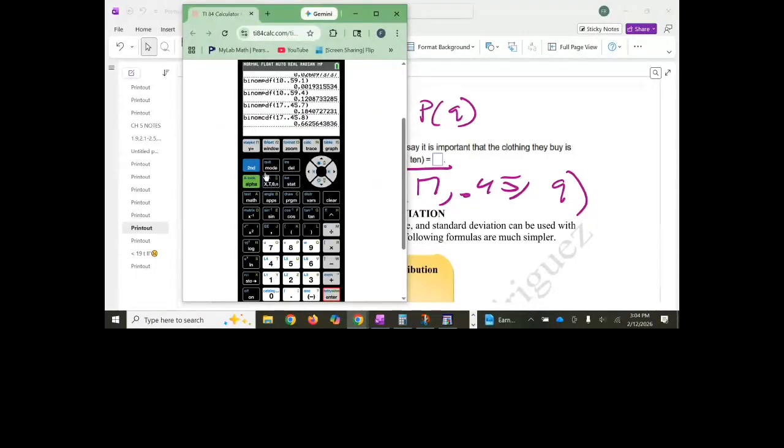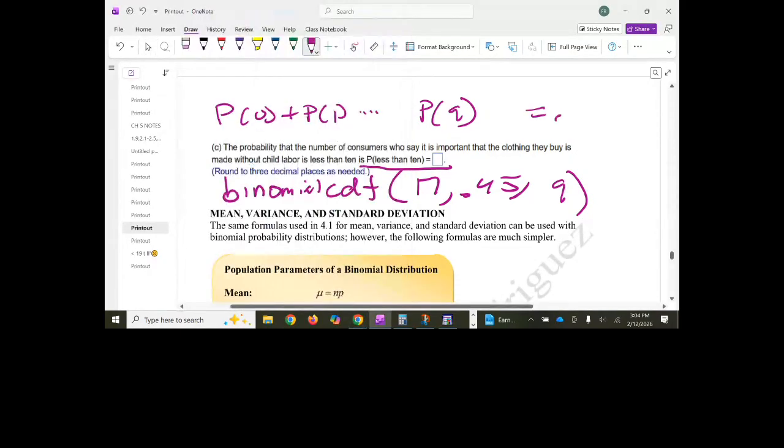So y'all, look, I'm going to come back here. We're going to go second bars. Let's scroll down to our binomial CDF. We got 17 people, 45. Boom, let's just change that guy to a 9. Okay, boom, let's hit paste and hit enter. And y'all, it looks like I'm coming up with 0.817. There we go.